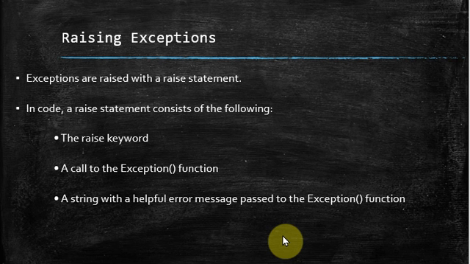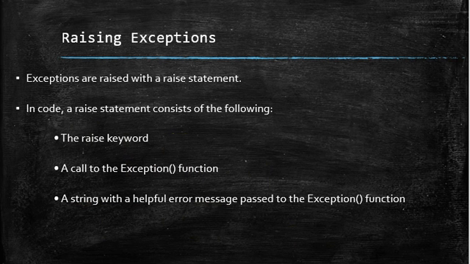So here raising an exception is a way of telling: stop running the code in this particular function and move the program execution to the except statement. That is what raising an exception means. Okay, so exceptions are raised with the raise statement. In code, a raise statement consists of the following: you have the keyword called raise, a call to the exception function, and a string with the helpful error message passed to the exception. So we'll see what is the meaning of this.